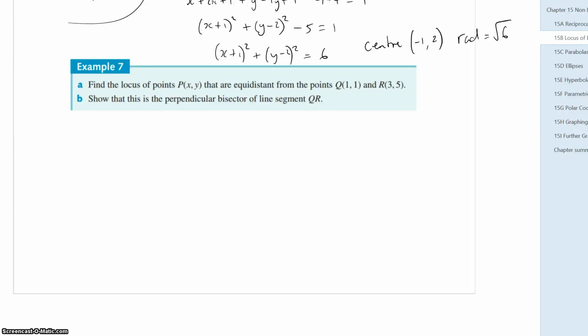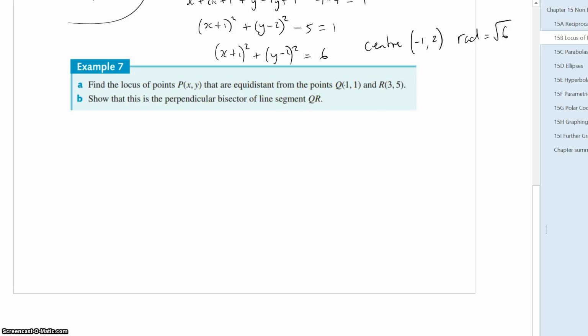In the previous video we looked at the locus of points that make the shape of a circle. This time we're going to find a different shape and see what happens. What we need to do is find the series of points that are equidistant, or an equal distance, from these two particular points here.